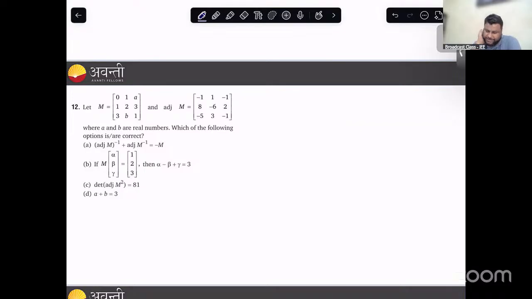M is given, adjoint of M is also given to me. Where A and B are real numbers, then which of the following options is or are correct? Adjoint of M inverse plus adjoint of M inverse is minus M, this, and this. Yes, how do I do it?